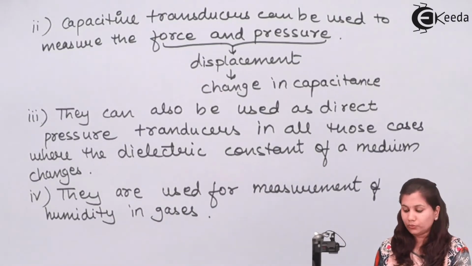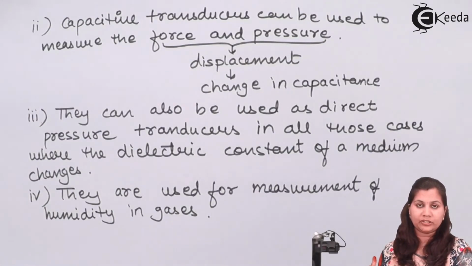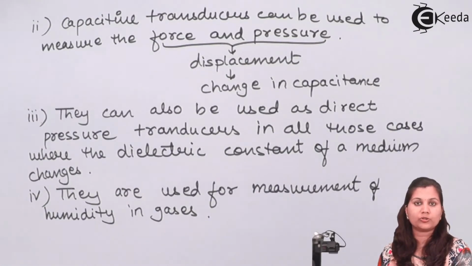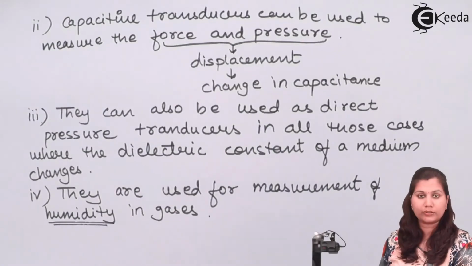Now they are also used for the measurement of humidity in gases, because the dielectric constant changes with the change in the humidity. As the humidity changes, the dielectric constant also changes and the capacitance also changes. So it can be used for the measurement of humidity also.